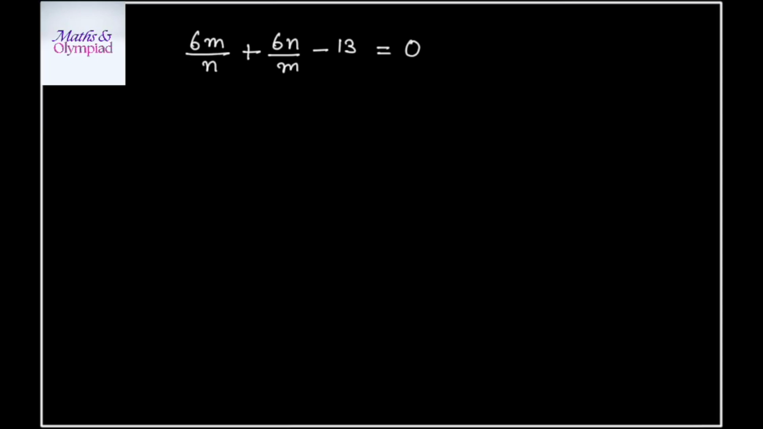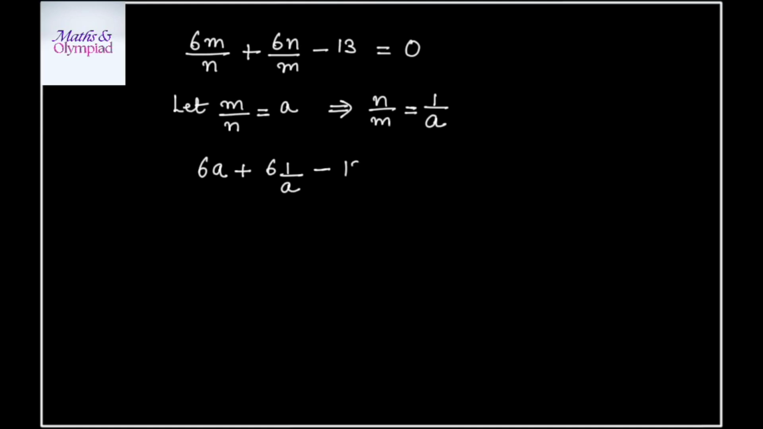Now I will do the supposition again in order to simplify the equation. Let m over n equal to a. This implies that n over m will be equal to 1 over a. So the above equation will become 6 times a plus 6 times 1 over a minus 13 equal to 0.